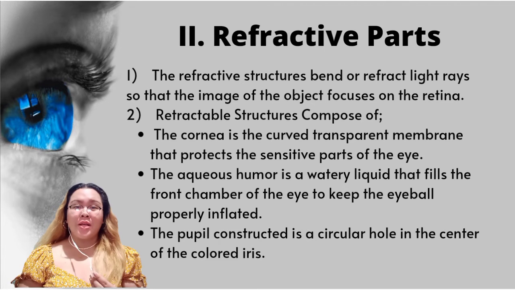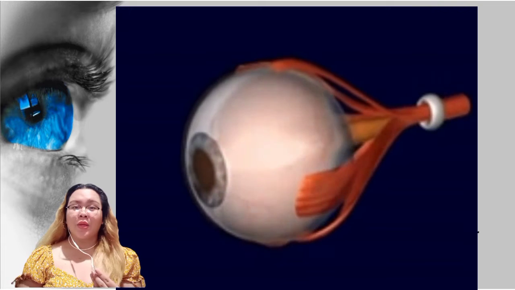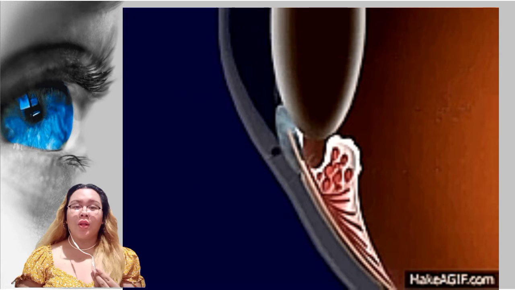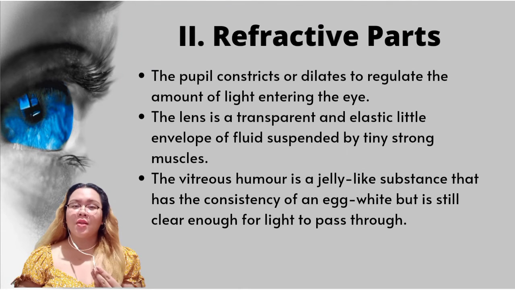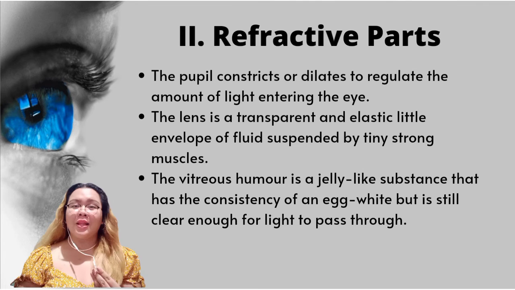Then the light rays pass through the aqueous humor chamber, which is one of the two fluid-filled chambers. The aqueous humor is a watery liquid that fills the front chamber of the eye to keep the eyeball properly inflated. The pupil is a circular hole in the center of the colored iris. The pupil constricts or dilates to regulate the amount of light entering the eye. It constricts or closes to a tiny circle in bright light and dilates or opens wide in darkness to allow as much light as possible to enter the eye.